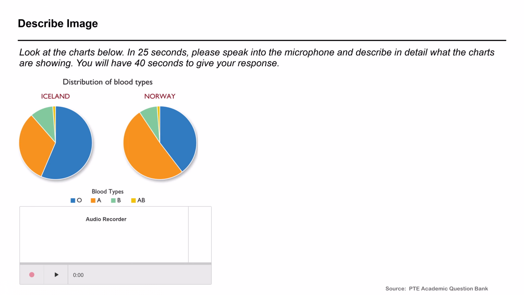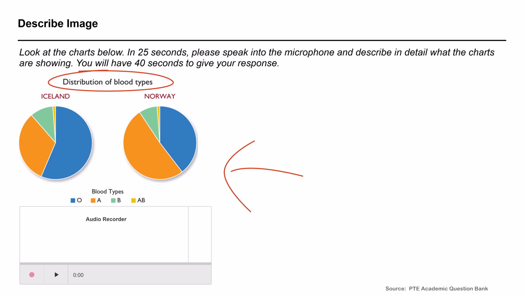So let's make it clearer by looking at an example question. Okay, so this question is from the PTE Academic Question Bank, which is one of the Pearson official test preparation materials. Now you can see its title is Distribution of Blood Types, and it's about Norway and Iceland.